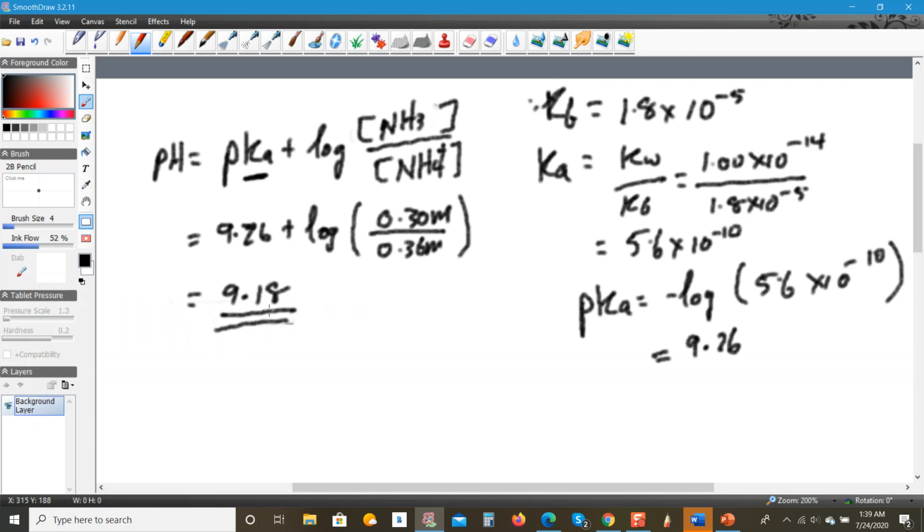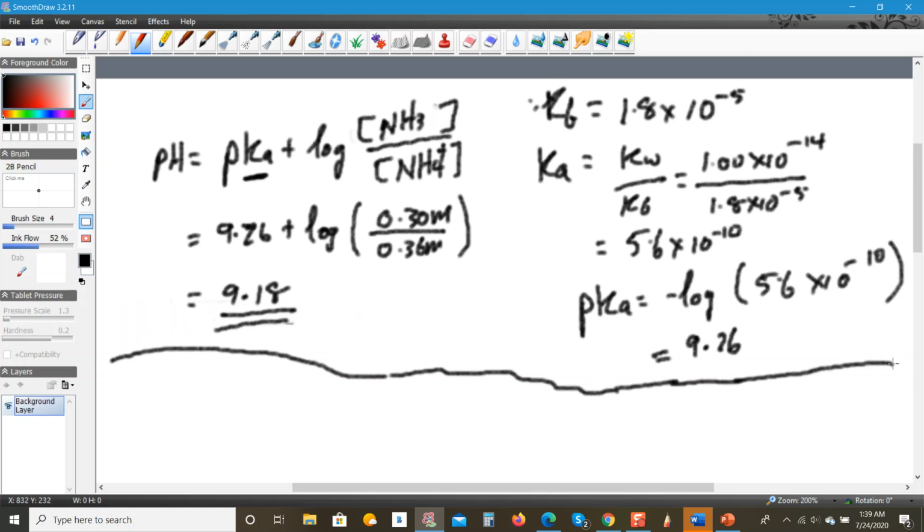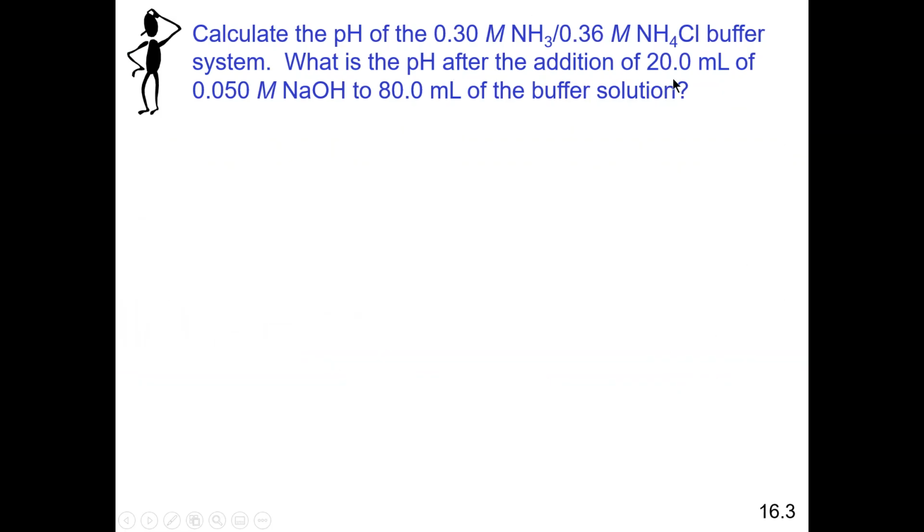Now, for the next part of the question, let me go back to the slide here. It's asking for what is the pH after the addition of 20 mL of 0.050 M sodium hydroxide to 80.0 mL of the buffer solution. Okay, now in order for us to do this, what we have to do is first write down the equation for the reaction between the sodium hydroxide and the acid part of the buffer, which would be the NH4+. What we also have to do is find the moles of sodium hydroxide and the moles of the ammonium chloride that we would start off with initially.